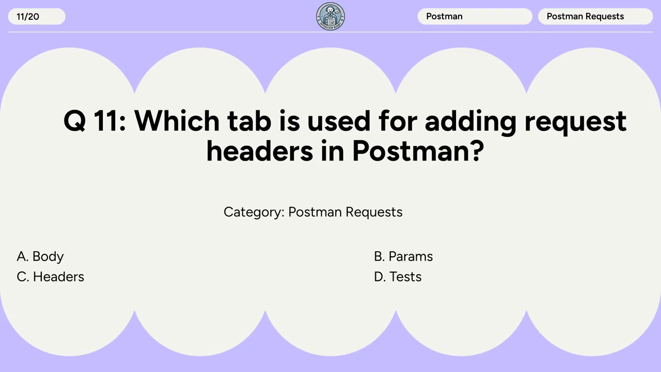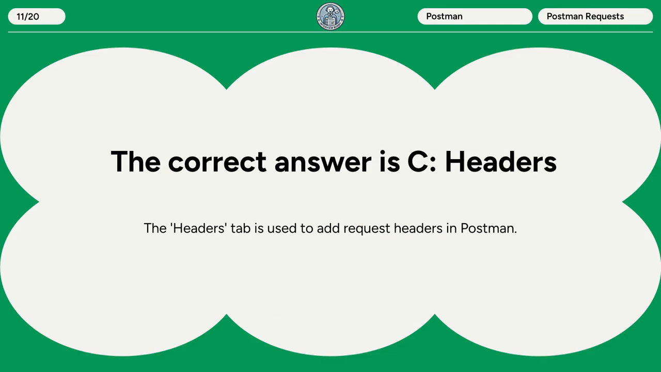Question 11. Which tab is used for adding request headers in Postman? A. Body. B. Params. C. Headers. D. Tests. The correct answer is C. Headers. The Headers tab is used to add request headers in Postman.